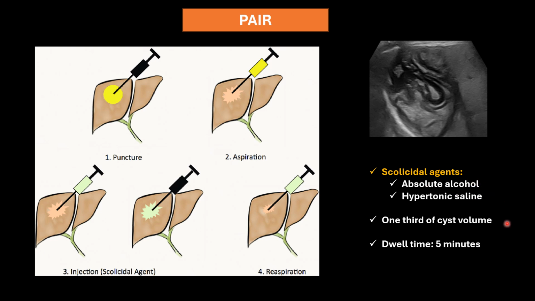How much should I inject? 1/3 of cyst volume. Calculate the cyst volume, aspirate everything out. Only 1/3 of the cyst volume needs to be injected, and you need to wait for 5 minutes before you re-aspirate it. One of the things about alcohol is you can't inject more than 100 to 200 ml, because in case it ruptures and it goes into the blood vessel, there will be acute toxicity of alcohol. So these are things that they might ask in exam about hepatic hydatid, like PAIR and what are the scolicidal agents which are used.